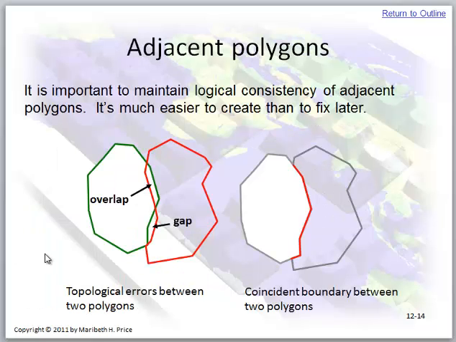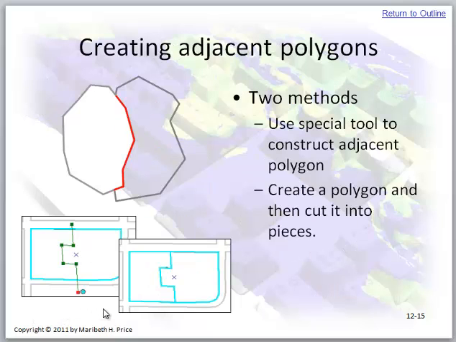In this case, we have adjacent polygons, and to maintain logical consistency, we would not create polygons that were like this. We would want to snap them to it so that they share a boundary. If in fact they do share a boundary. Here they do share a boundary. We can use a special tool to construct adjacent polygons. We can create a polygon and then cut it into two pieces. That's just two different ways to do it.